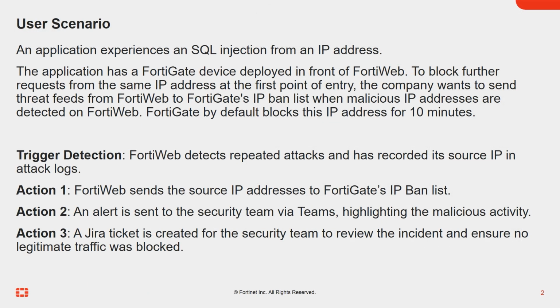An application encounters an SQL injection attack from a specific IP address. The application is protected by a FortiGate device positioned in front of FortiWeb. To prevent further requests from the same IP address at the initial point of entry, the company plans to send threat feeds to FortiGate's IP ban list upon detecting malicious IP addresses. By default, FortiGate will block this IP address for 10 minutes.